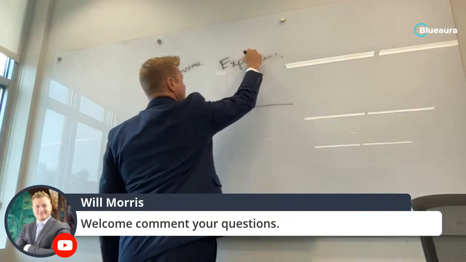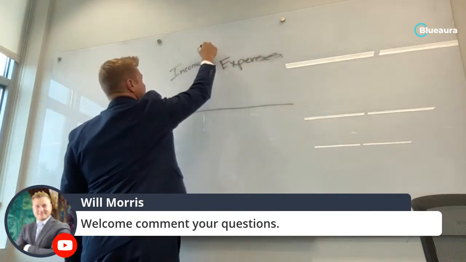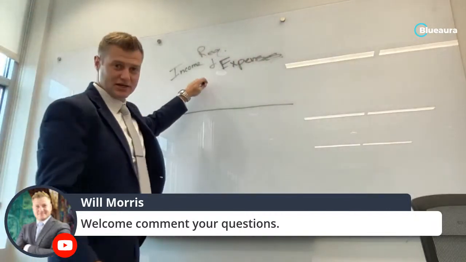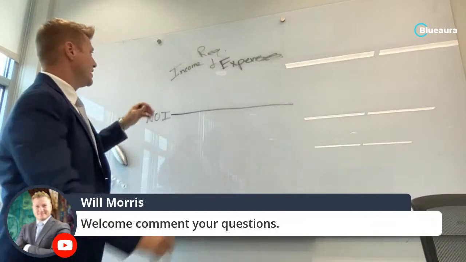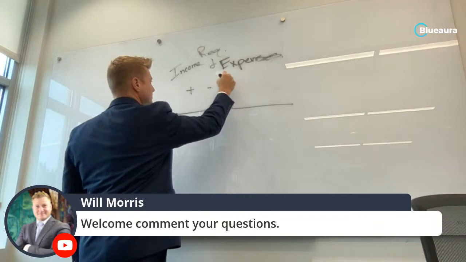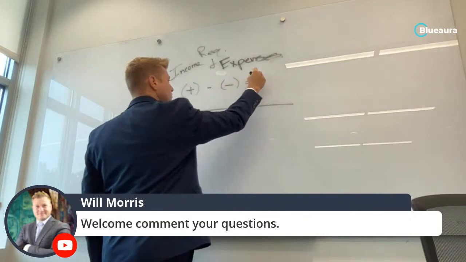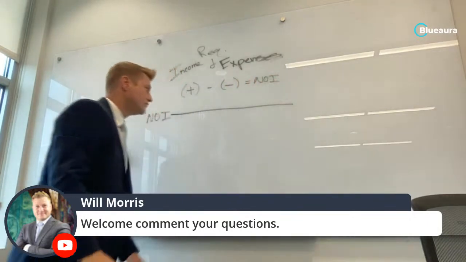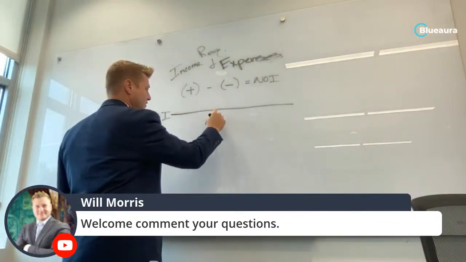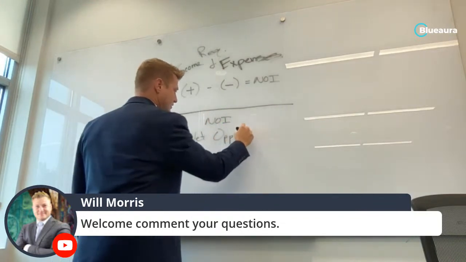Expenses, right? So income and expenses, and this is reoccurring. So reoccurring income and expenses is above the NOI, right? And so you got your income minus your expenses equals your NOI, which stands for your net operating income.